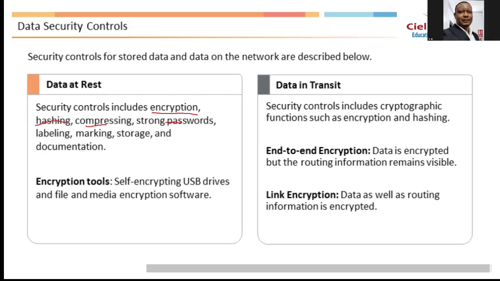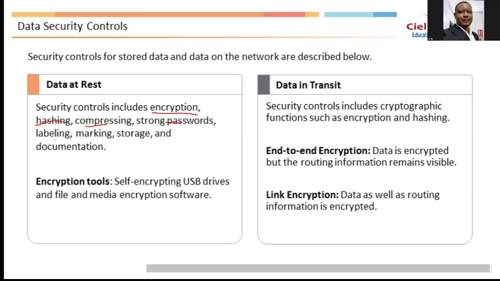Then implement strong passwords. Enforcing strong password policies for accessing stored data can add an additional layer of security. Labeling and marking. When we label data, we're simply saying that data should be labeled properly and marked in order to indicate the classification levels. Labeling can include clearly indicating on the data, for example, confidential, or for example, sensitive. That's what we refer to as data labeling as well as marking.